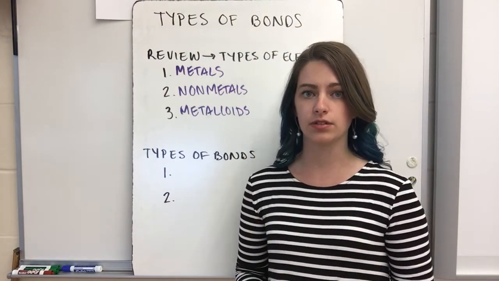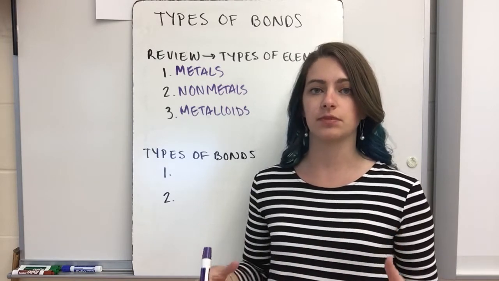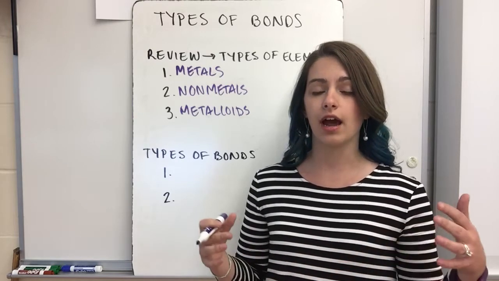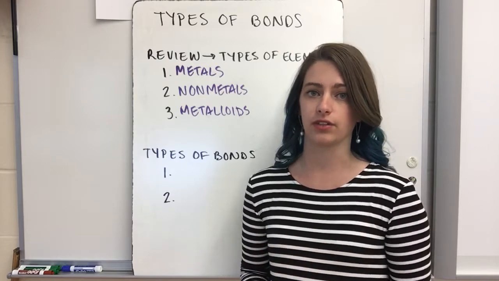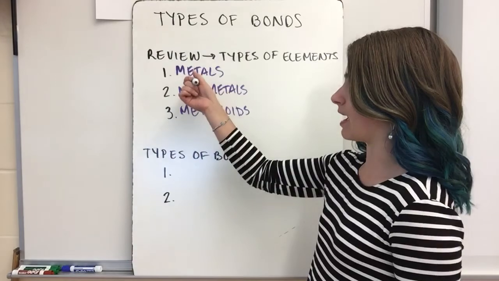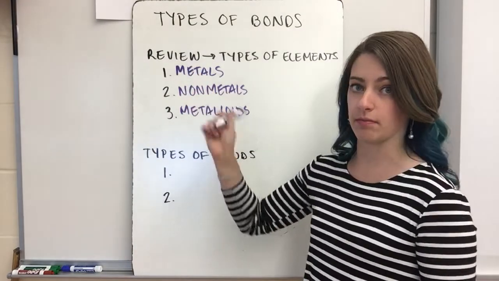metals and the nonmetals. So when we look at types of bonds, we're looking at the different types of elements that are coming together to form compounds. So we determine the types of bonds based on the types of elements that are bonding together. There are two major combinations we're going to look at. We're going to look at metals and nonmetals, and we're going to look at just nonmetals.